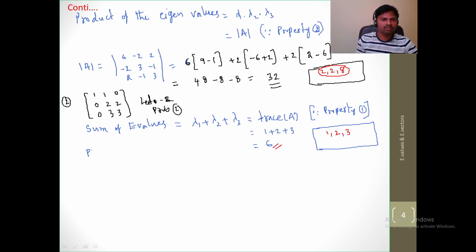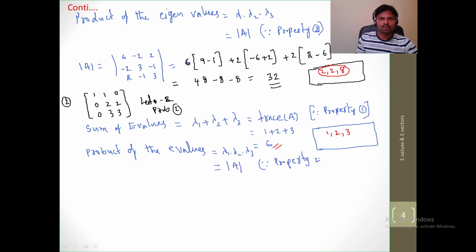Similarly, the product of the eigenvalues. What is the product of the eigenvalues? The product of the eigenvalues is nothing but lambda 1 into lambda 2 into lambda 3. This is nothing but the determinant of A, by using property number 2, the second property.